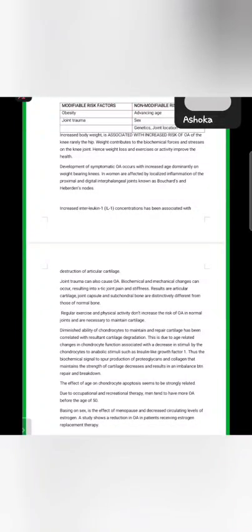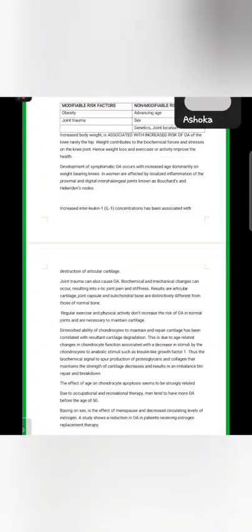Then the non-modifiable ones, we have advancing age. The more you age, you can't modify that risk factor. The more you age, the higher the risk of you developing osteoarthritis. Sex, also genetics, are you getting it? And the joint location, that's how we have. So the development of symptomatic osteoarthritis occurs with advanced age, dominantly on weight-bearing knees.